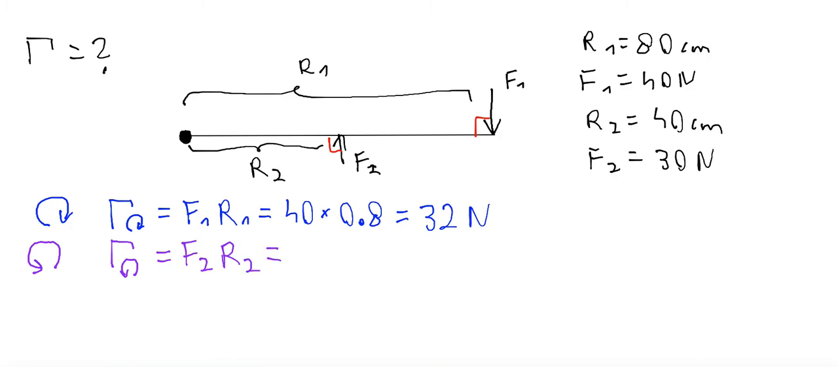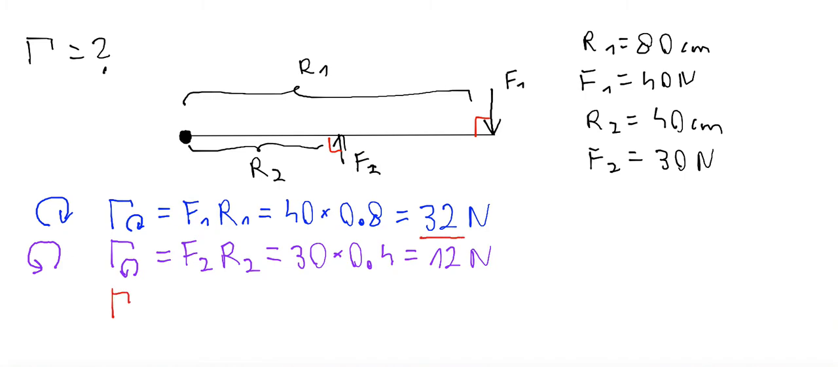The angle is equal to 90 degrees. Sine of 90 is equal, of course, 1. I can omit this trigonometrical function, obtaining F2, which is equal to 30, times R2, which is equal to 0.4, obtaining value of 3 times 4, 12 of newtons. So what is an overall torque?